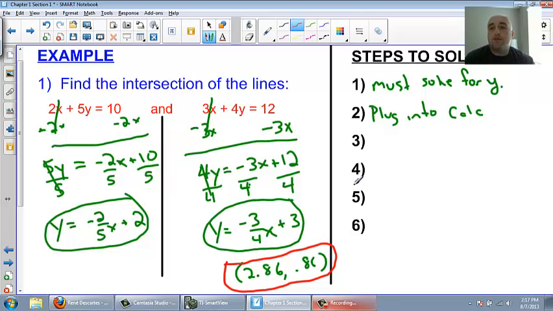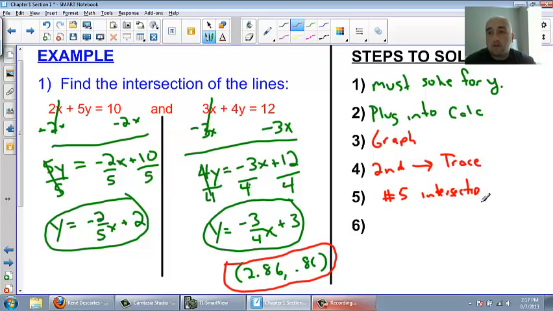Okay. So after you've plugged your equations into your calculator, you're going to hit graph. And once you see that the two lines intersect, you're going to hit second, and then you're going to hit trace. And then you're going to go down to number 5, which is intersection. And then you're going to hit enter 3 times. And that will give you your answer.